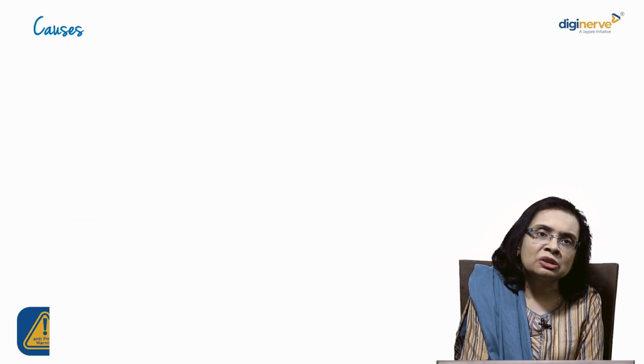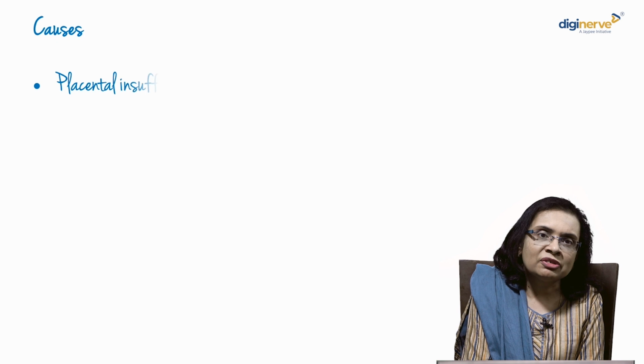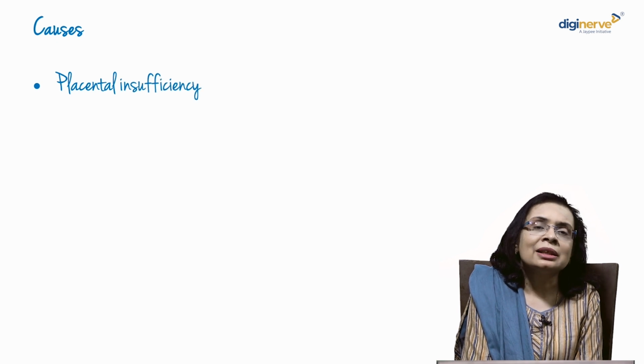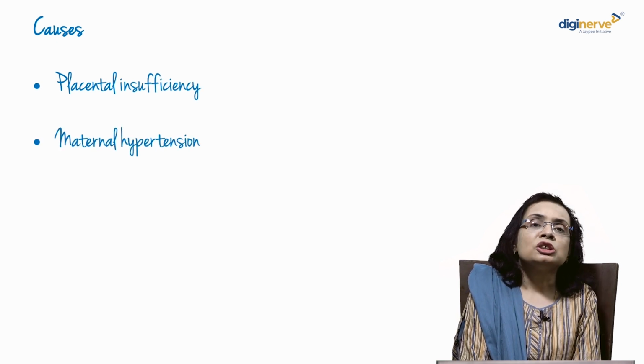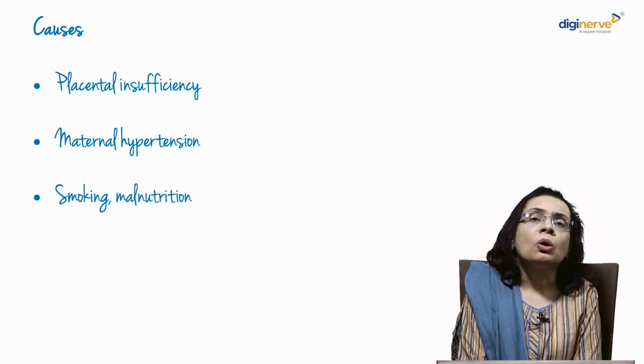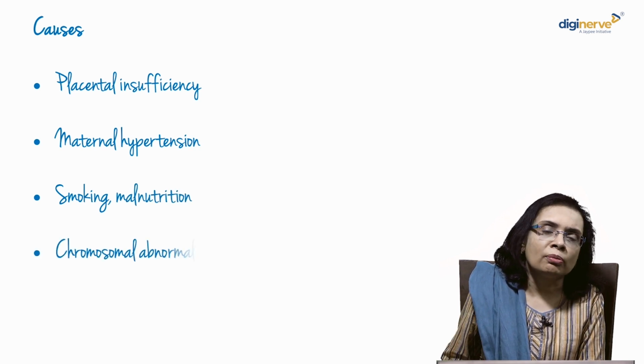So common causes of IUGR: placental insufficiency, the most important cause, maternal hypertension, smoking, malnutrition, or presence of chromosomal abnormalities.